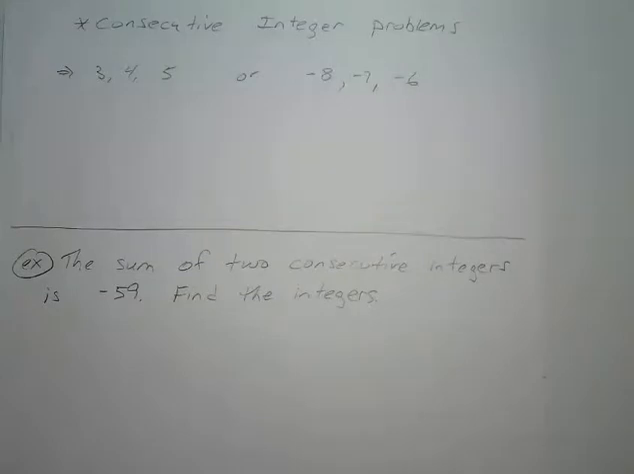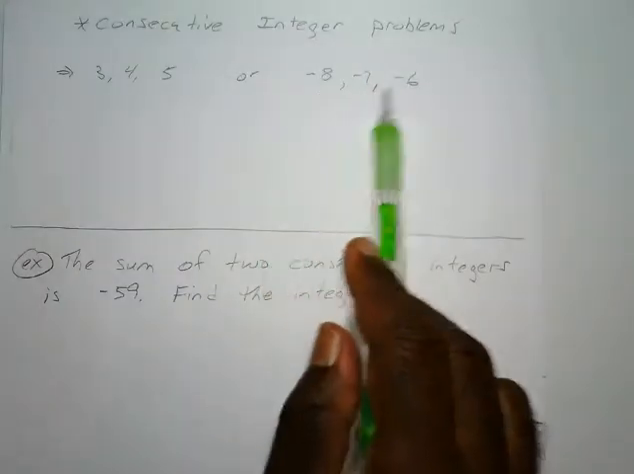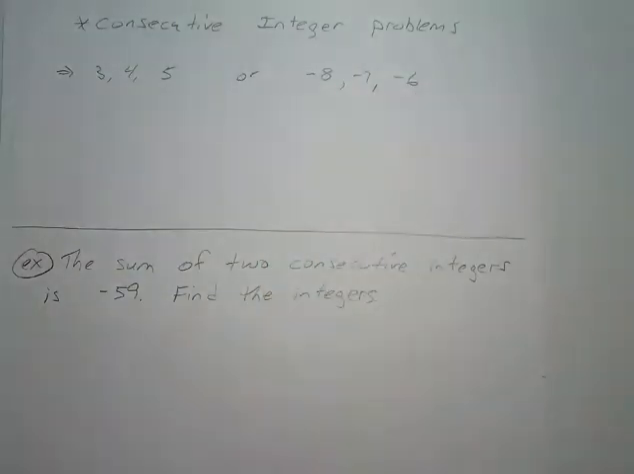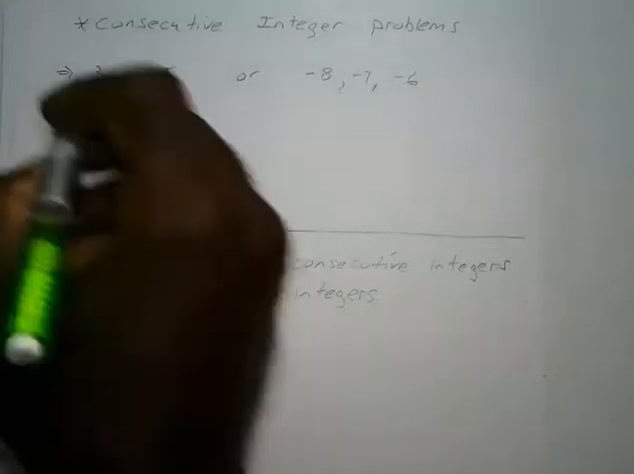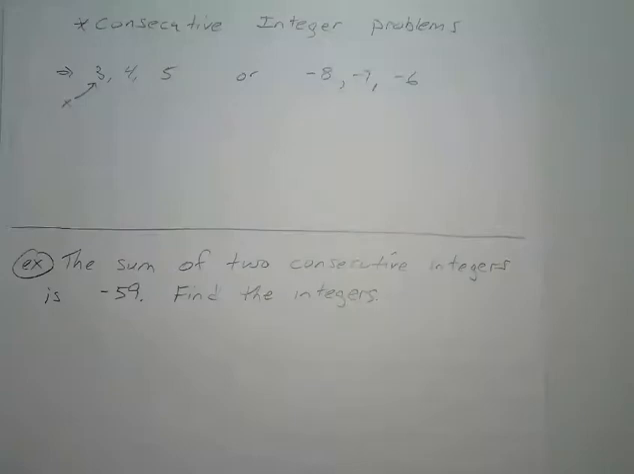Okay, so consecutive integers just means if you go 3, 4, 5, or -8, -7, -6, or -55, -54, -53, or 201, 202, 203, it's just any three integers, one after another after another. I just picked these as examples. No matter what integer you start with, that very first integer is going to be some unknown x, because we have no idea where we're going to start most times. So we'll just call that first integer x.